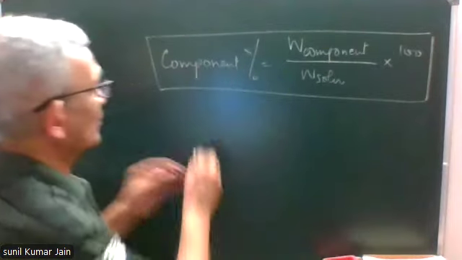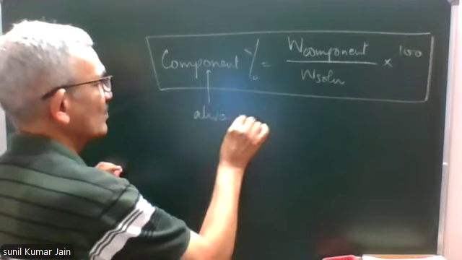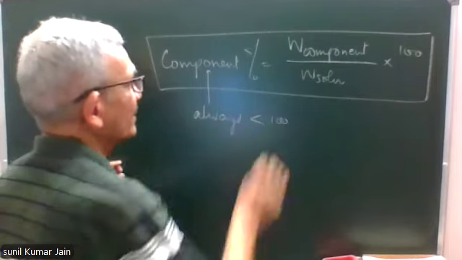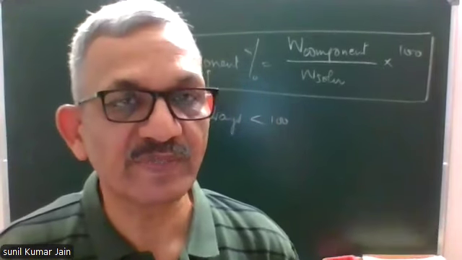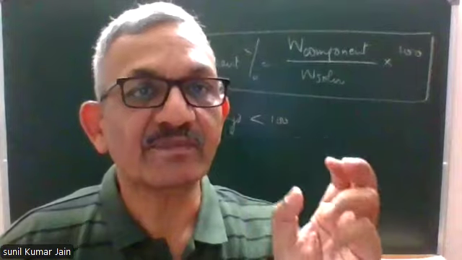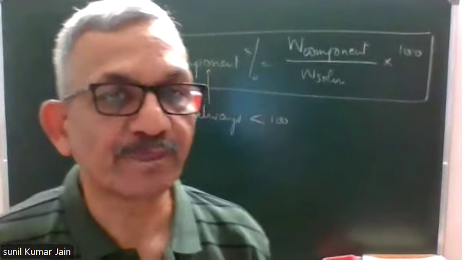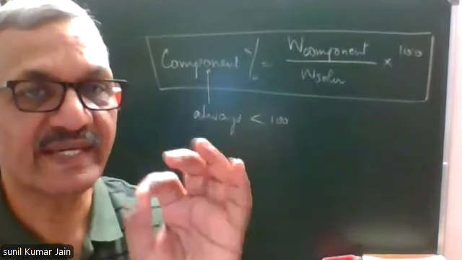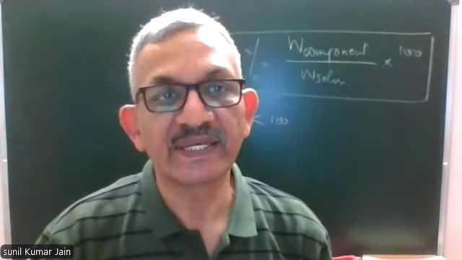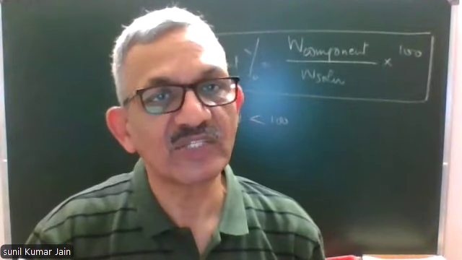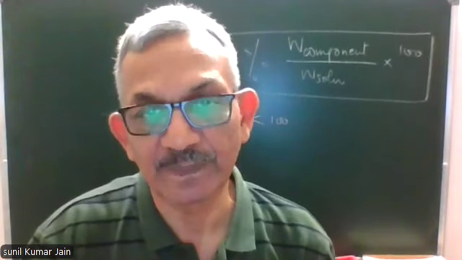Now you can note down here: the value of mass percent of any component will always be less than 100. And when we add mass percents of different components, that total will be equal to 100. Also write down, it is independent of temperature. That is, when we change temperature, mass percent of the component will not change.